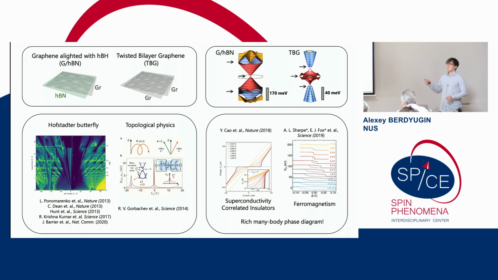Twisted bilayer graphene is relatively new compared to graphene-hBN superlattices, and it became popular around 2018 when a group at MIT first observed superconductivity and correlated insulators in so-called magic angle twisted bilayer graphene. Later on, people have observed orbital ferromagnetism, strange metal states, and much more. Very, very rich many-body phase diagrams there.